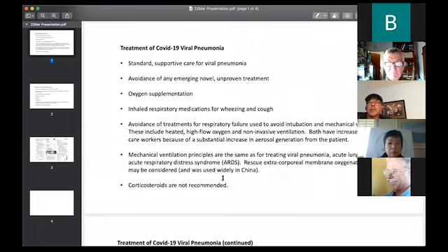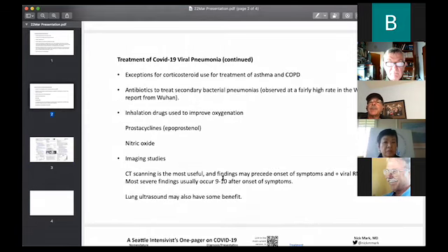Next bullet point, as Dr. Spotkov mentioned, the role of corticosteroids in treating this particular viral pneumonia is not recommended. And he already went into details about that. Can we skip to the next slide now? And again, I mentioned the exceptions for corticosteroid use are for the treatment of an underlying flare of asthma or chronic obstructive pulmonary disease.